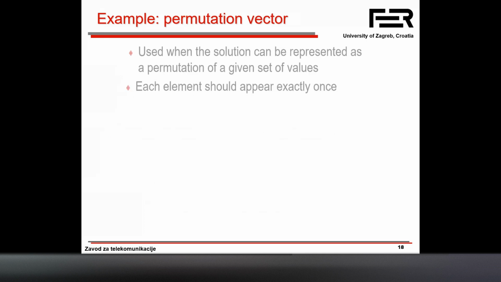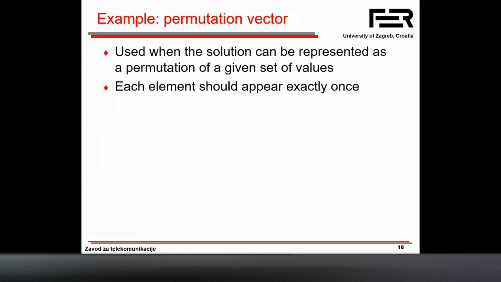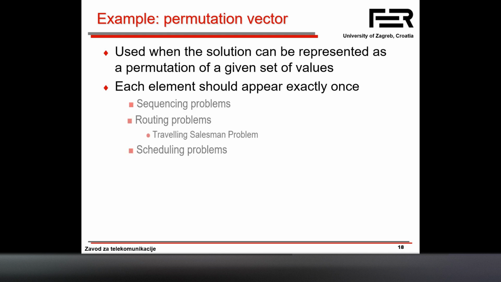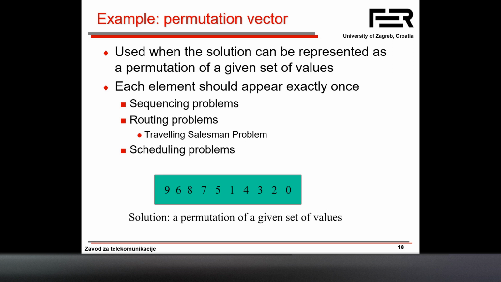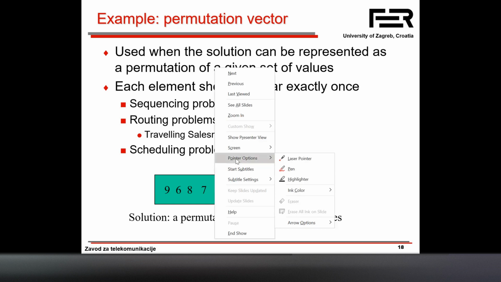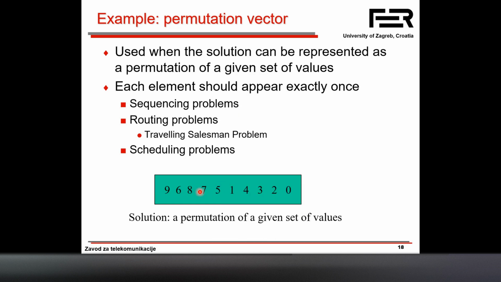Okay, many times we have a permutation vector. When the solution is represented as a permutation, each element can appear exactly once, such as, for example, the traveling salesman problem where we have n cities. Each city has to be visited exactly once. If we represent our solution as a permutation vector, then, for example, this solution given on the slide can indicate that we're first visiting city 9, then going to city 6, then 8, and so on.